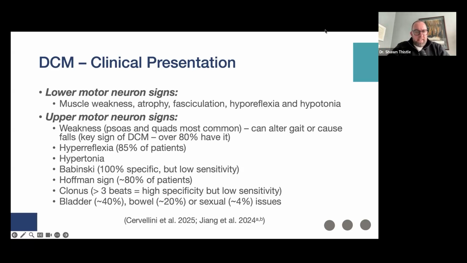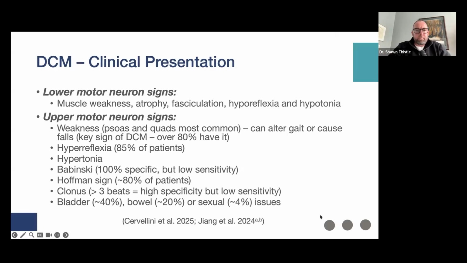Less common, but something to ask about. And I think in a general neurological screen, you tend to ask patients about this anyway, are things like bowel and bladder dysfunction or sexual dysfunction. Sexual is not as common in DCM. Only about 4% of patients have issues there. But bladder is pretty common and bowel is decently common for, again, the best that we can discern from the literature in terms of the epidemiology of it.